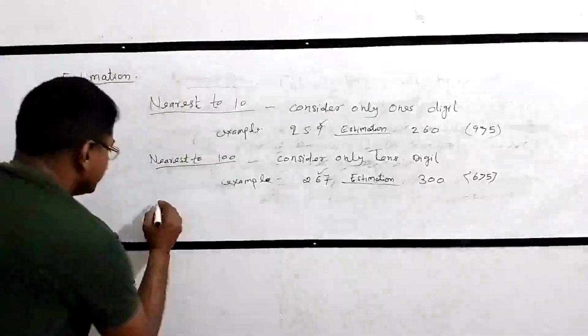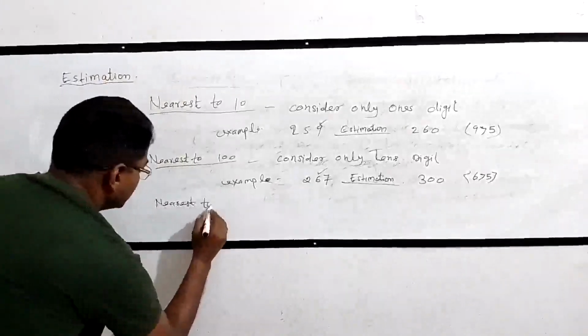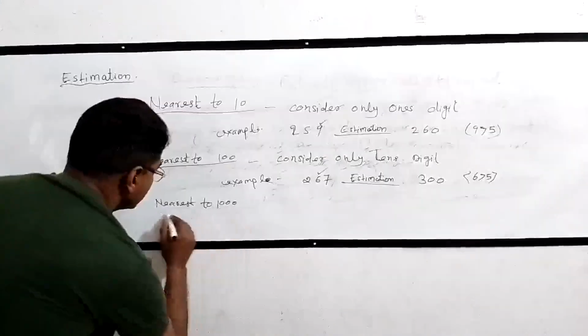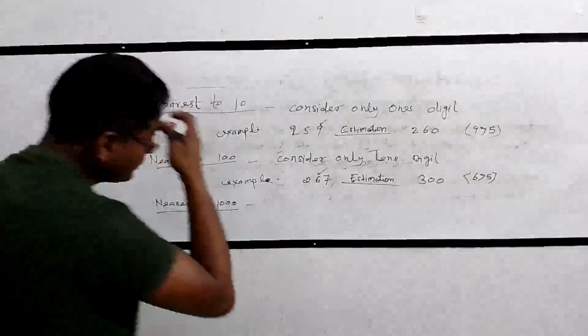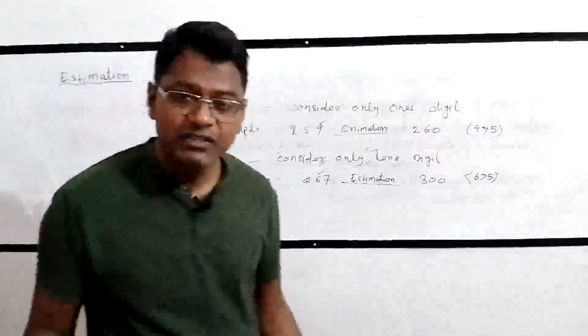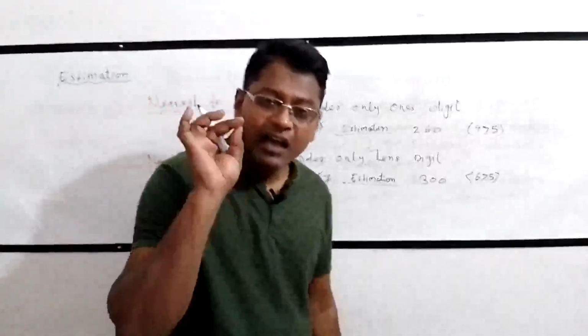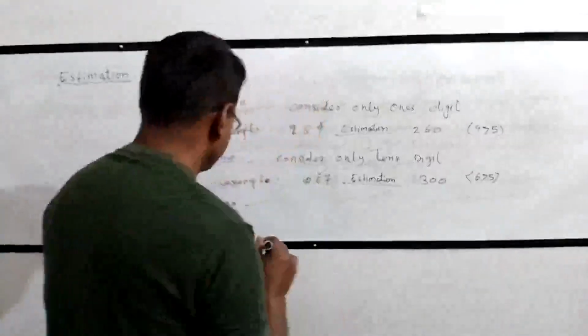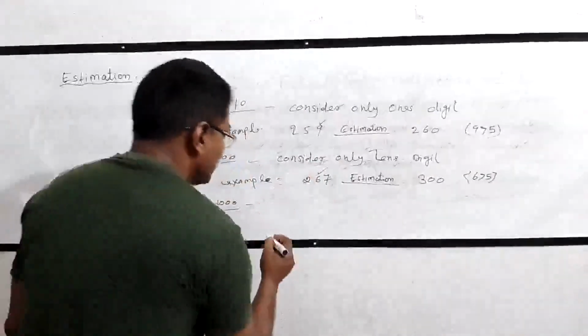In the same way, estimation nearest to 1000. It means that if you have to make the estimation nearest to thousands, then you have to focus only on the digit in the hundreds place. For example, consider only the hundreds digit.